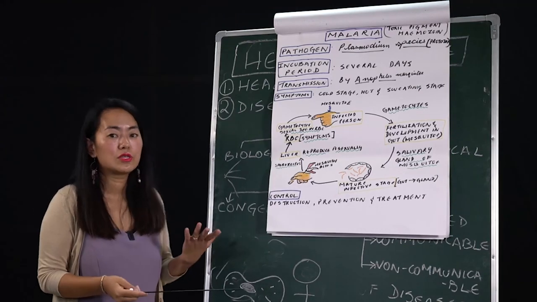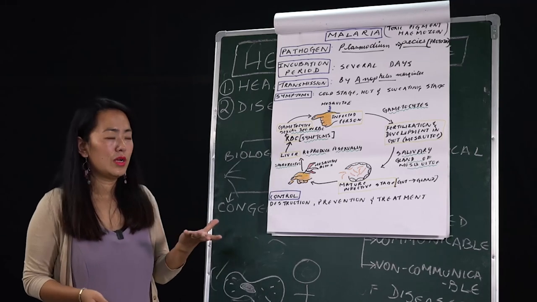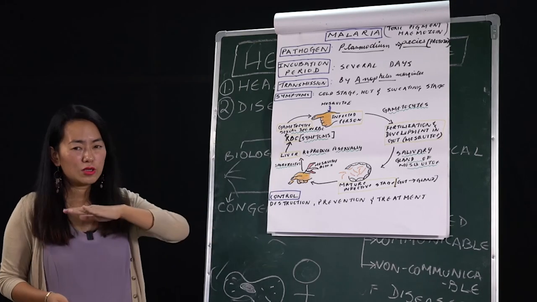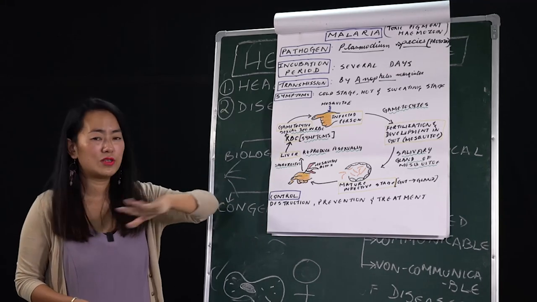First one is destruction. Destruction means what? Destruction of places where the mosquitoes are found in large numbers, like in case of ponds, right? You will see lots of larvae and all. You will see lots of larvae in case of Dimapur and all. There are lots of fisheries and ponds and all.